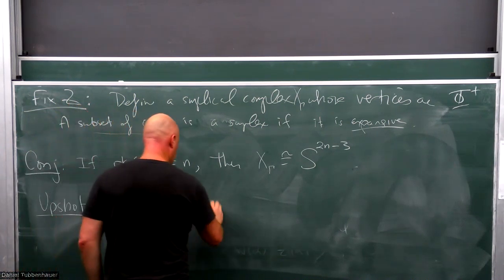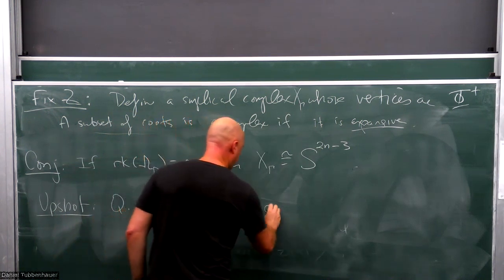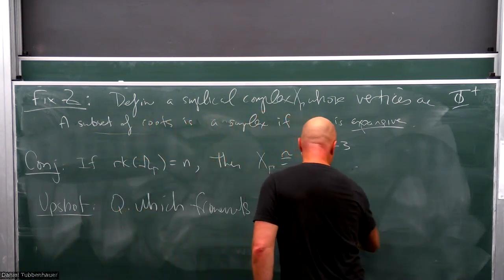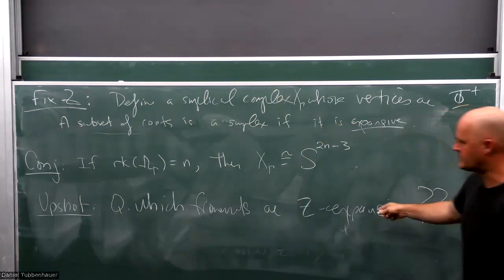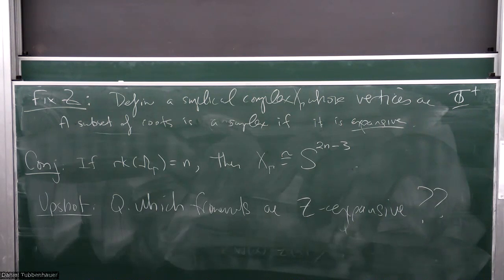Which frameworks are expansive? It's a kind of interesting part of root combinatorics. It's heavily dependent on how you embed the roots.